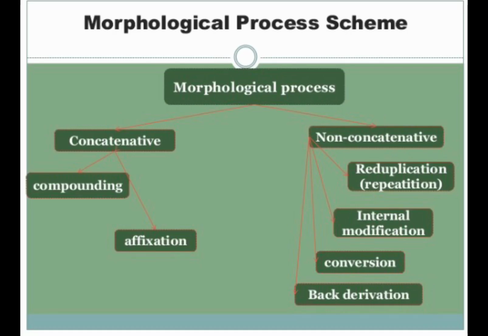Now you can see in the morphological process scheme there are two processes in concatenative: compounding and affixation. Also in non-concatenative there are four processes: reduplication or repetition, internal modification, conversion, and the last is back derivation.